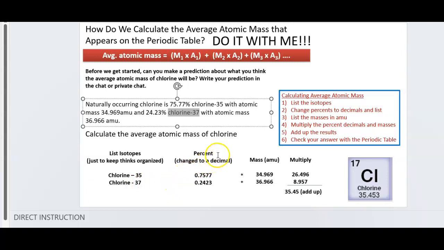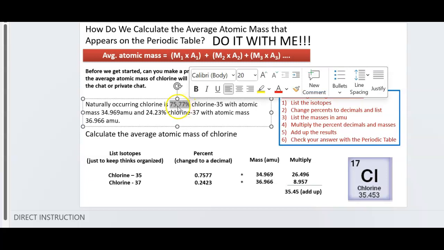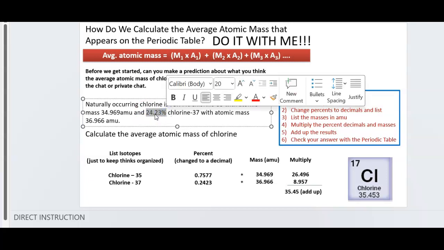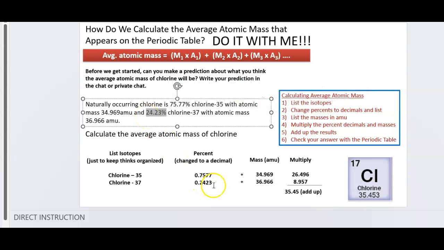The next step is to go find the percents and change them to a decimal like we were practicing. The first one says 75.77% is chlorine 35. So I'm going to move that decimal point 2 places to the left and get 0.7577. I placed it right across from chlorine 35 because that's where it goes. Now I'm going to do the same thing with 24.23%. Again, I'm going to move that decimal twice to the left and get 0.2423 and put it across from chlorine 37, again, to keep yourself organized.